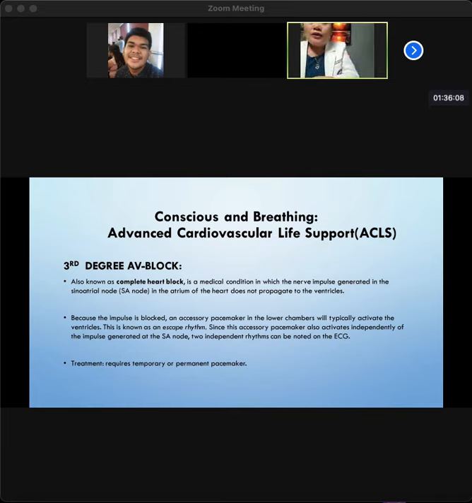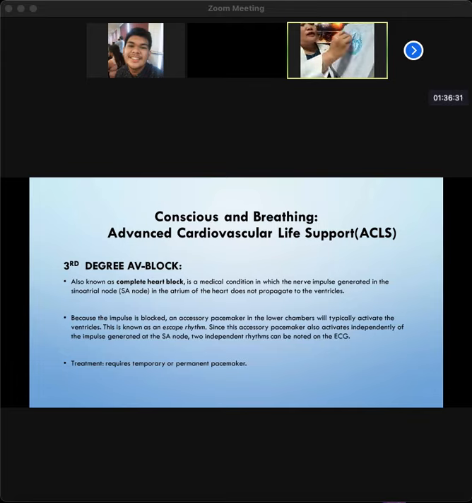Okay? Because the impulse is blocked, an accessory pacemaker in the lower chambers will typically activate the ventricles. This is known as escape rhythm. Since this accessory pacemaker also activates independently of the impulse generated on the SA node, two independent rhythms can be noted on the ECG. So, labo-labo na talaga.